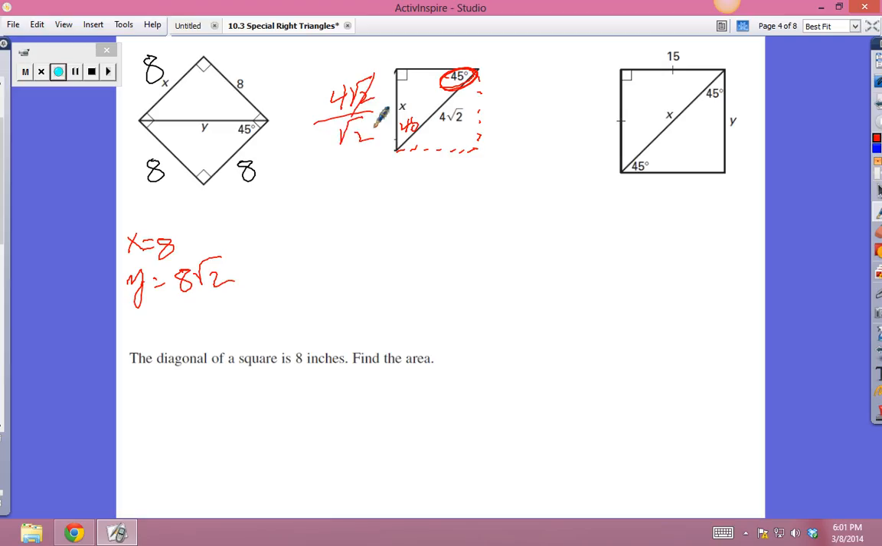And the square root of 2 on top and the square root of 2 on bottom are going to divide out and give you 1, so it's just going to be 4 times 1. So it's going to be 4 all the way around that square. X is going to be 4.